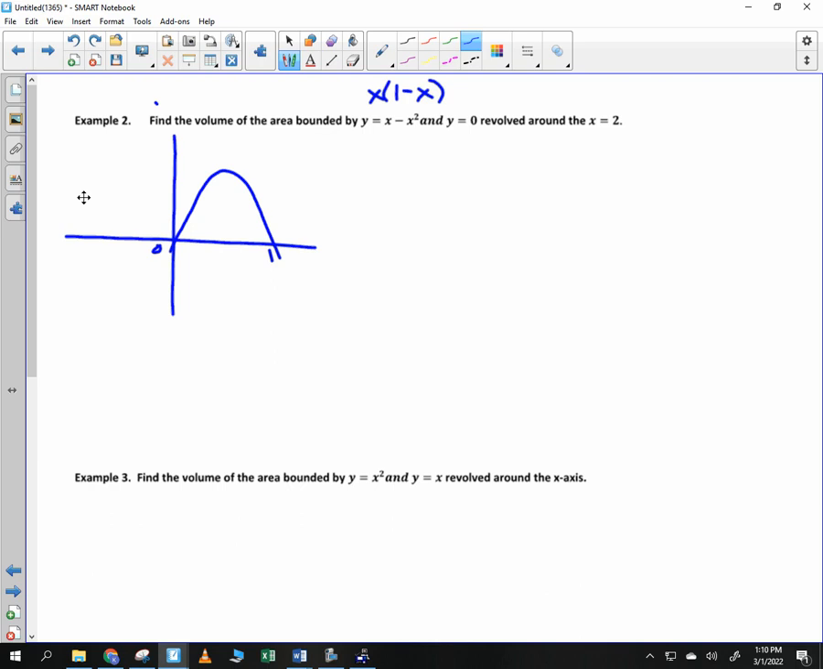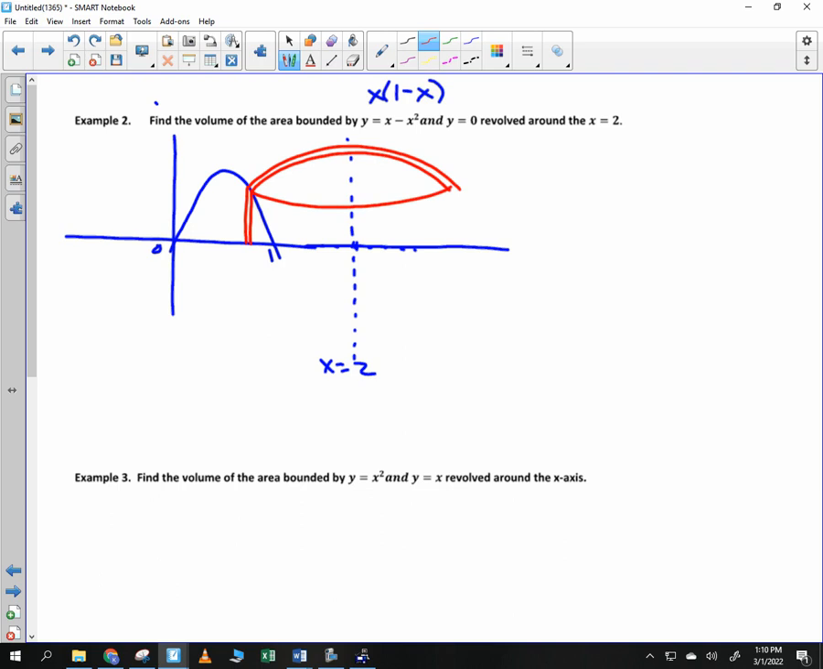So here we go. X minus x squared, we've got that. We're going to rotate it around what? X equals 2. I'm going to rotate it around this. Is that even possible? So I'm going to draw that rectangle. Instead of rotating it to the left, I'm going to rotate it to the right. The line's in the middle, right? Line's in the middle. Nice job.